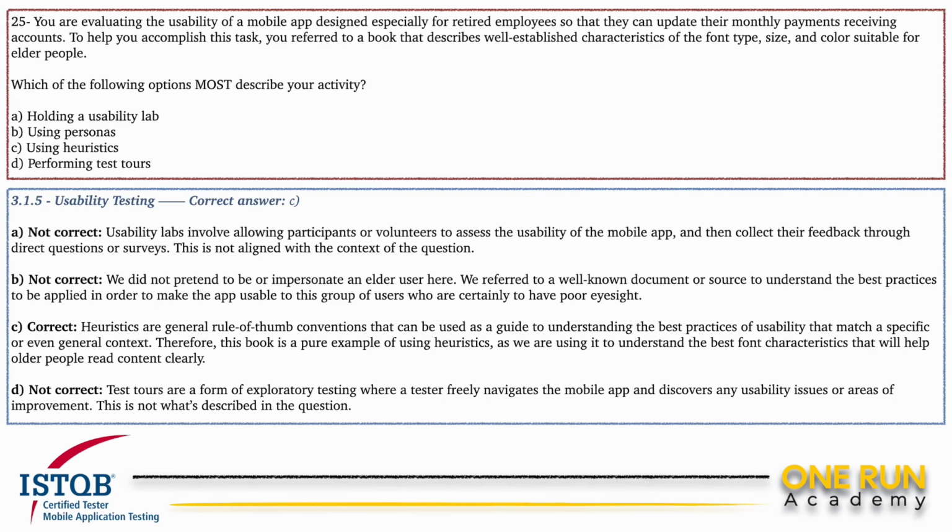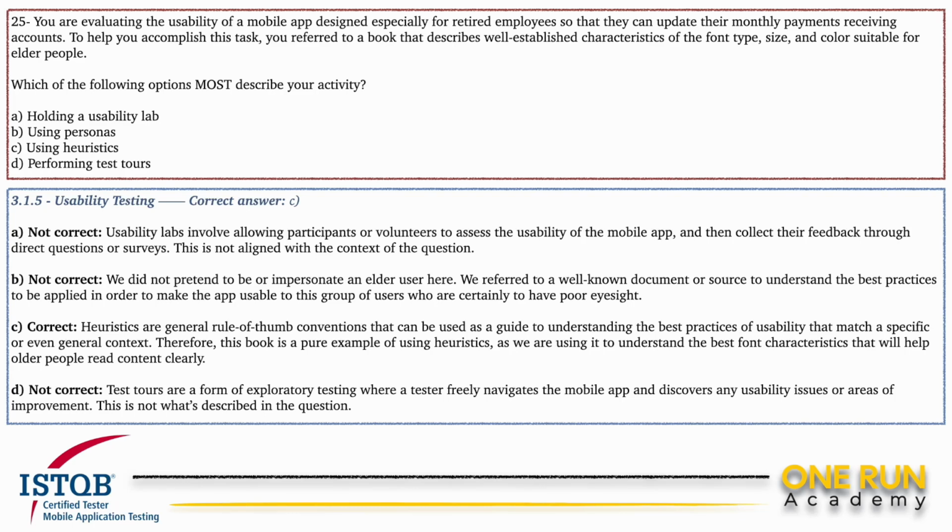In this case, you're not creating or using personas to empathize with your users. Instead, you're relying on a book of guidelines, which means this option is not the most accurate description of your activity. Next, option C, heuristics.